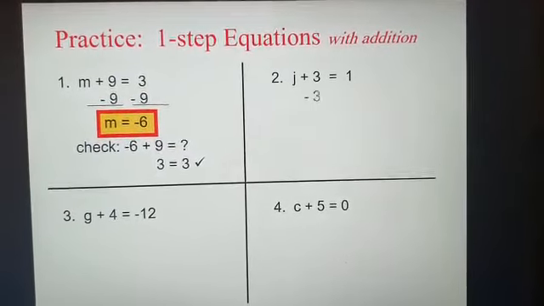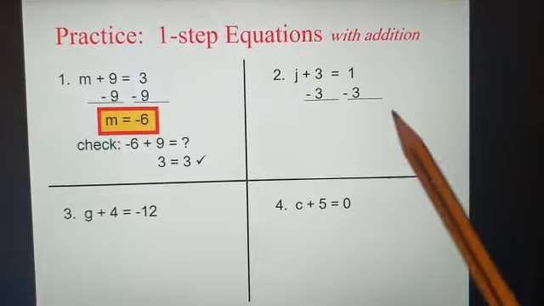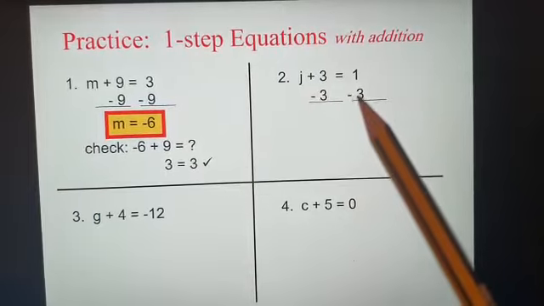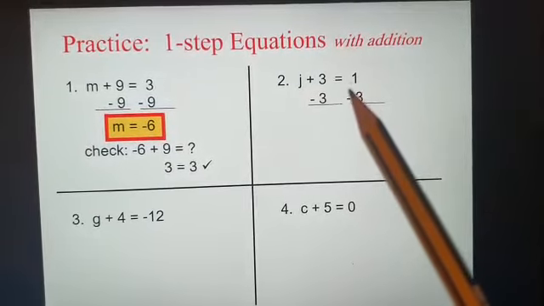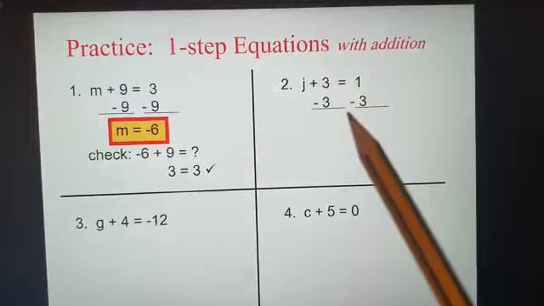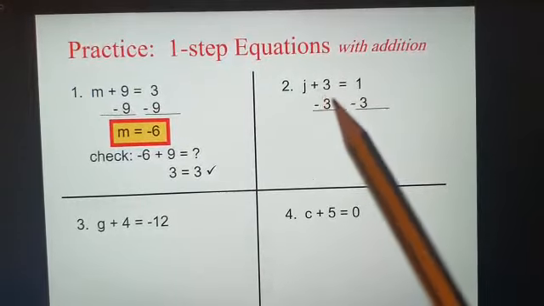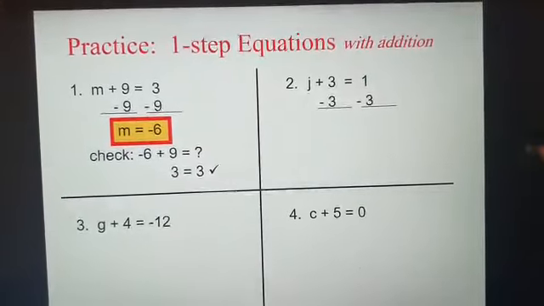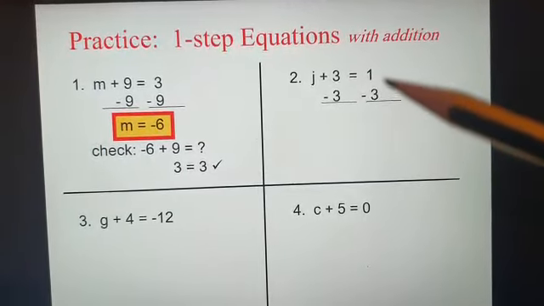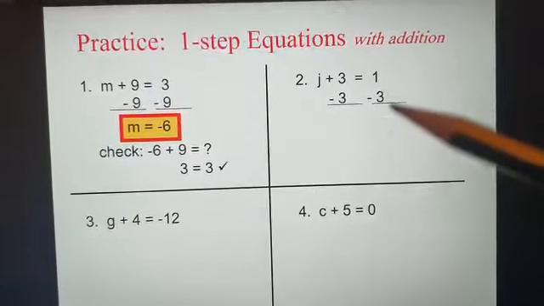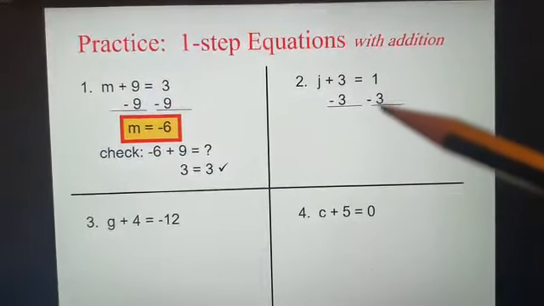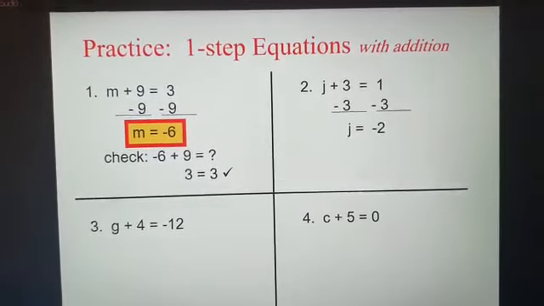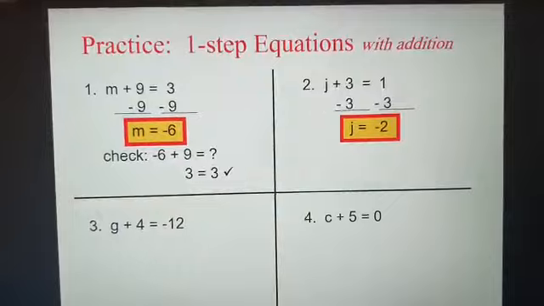Next question. Solve j plus 3 equals 1. This is an addition equation, so we will use the subtraction property. So I'll subtract 3 from both sides. 3 minus 3 equals 0. So j equals 1 minus 3. We have two integers with different signs, so we'll use the sign of the bigger number and subtract. So the answer is negative 2. j equals negative 2.